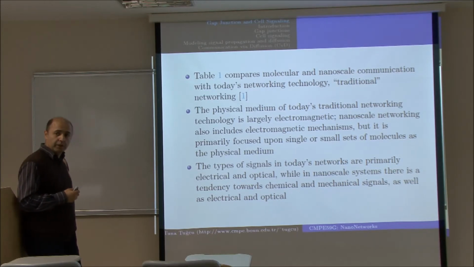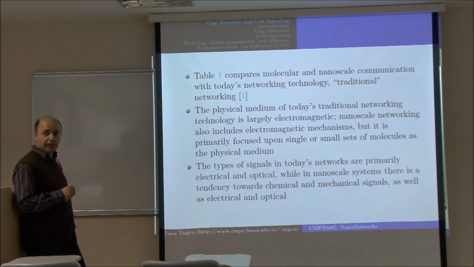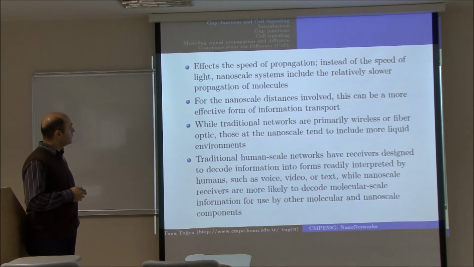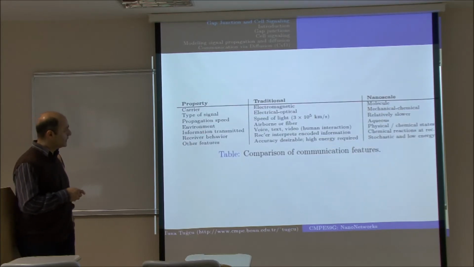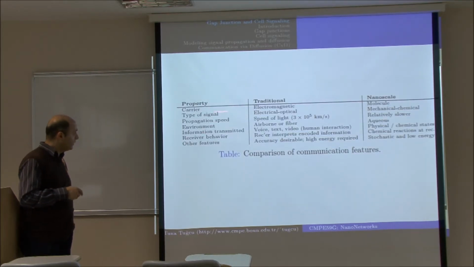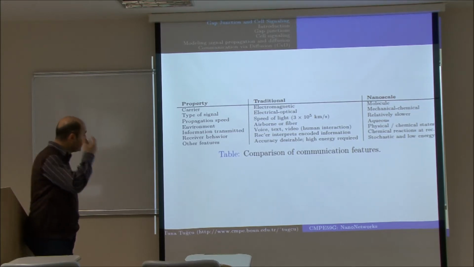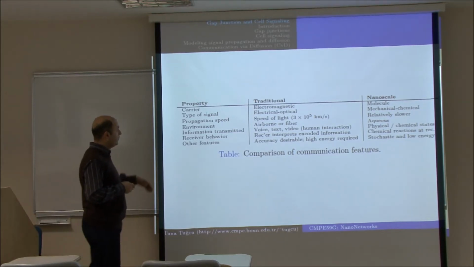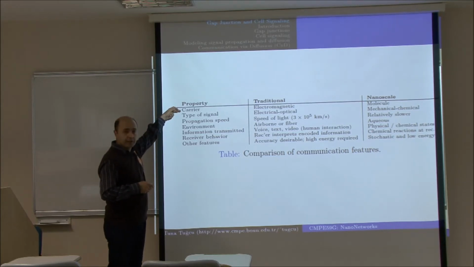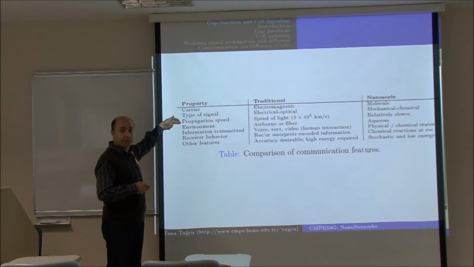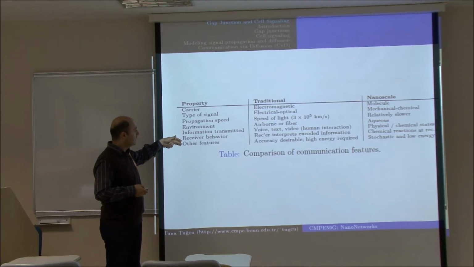Maybe we should first talk about a comparison between the techniques used in the traditional networks as opposed to what we have in the nanoscale networks. So Table 1 briefly discusses that. We'll be focusing on these, but let me very briefly explain beforehand. If you look at the carrier, the type of the signal, the propagation speed, the environment through which the signal propagates, the information that's being transmitted, the receiver behavior, and other features.